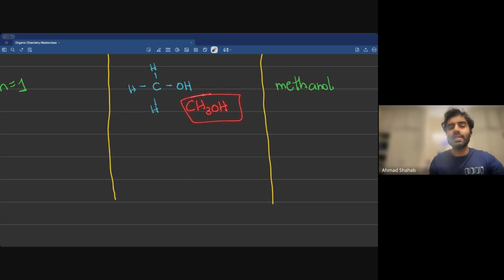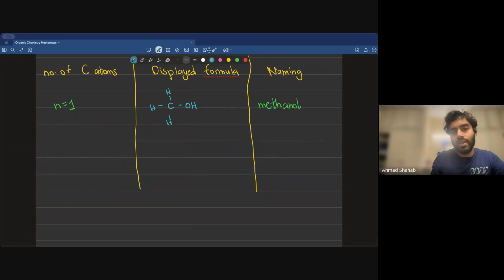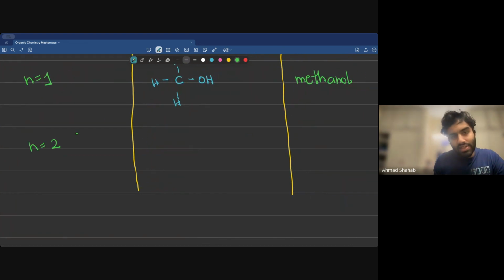You would say exactly this, and that is exactly what is happening right now. Let's do a couple more examples. Let's say N is equal to 2.